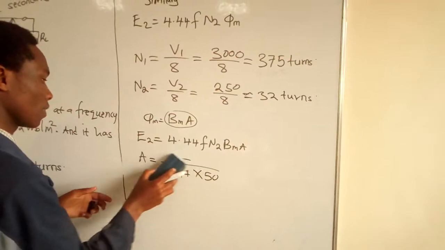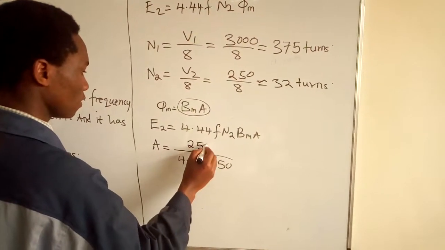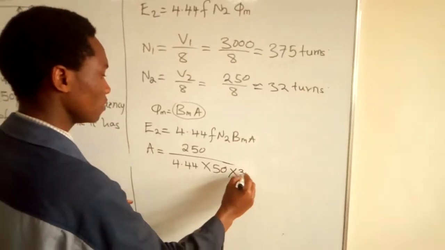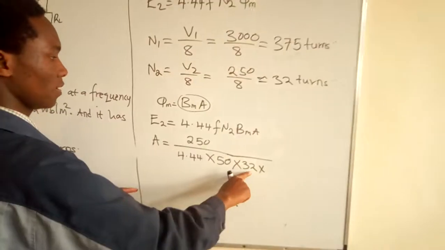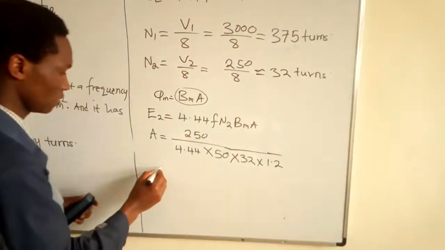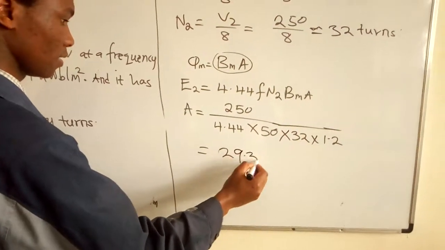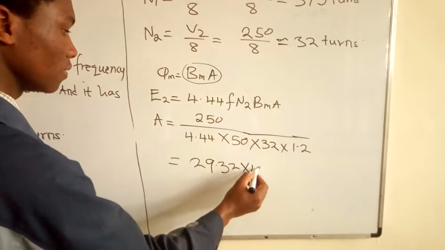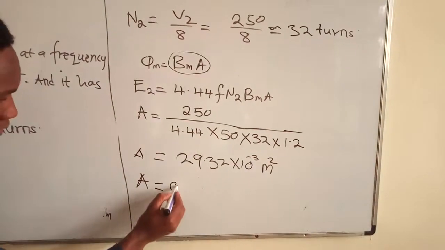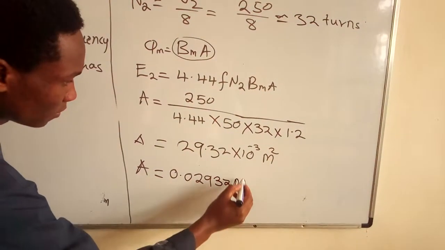A is given by 250 times frequency, number of turns N2, times the magnetic flux density, which is 1.2. This gives us 29.32 × 10⁻³ m². You can also write it as 0.02932 m².